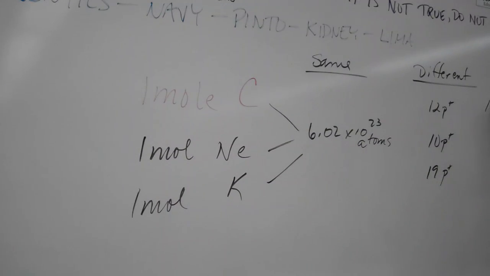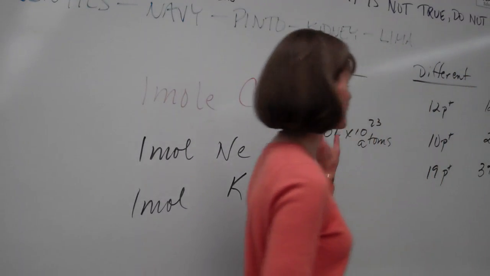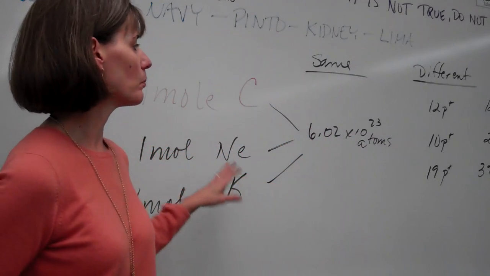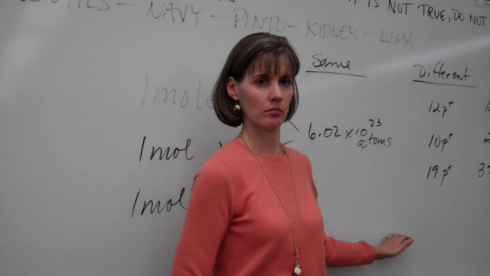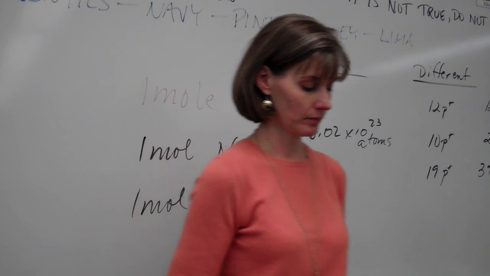So carbon is going to have a mass of 12.01115 grams or AMUs. Neon is going to have a mass of what? 20.1797 grams or AMUs. And potassium? 39.0983 grams or AMUs. Right? So they all have the same number of atoms in there, but they have different masses, because they're a different kind of atom.